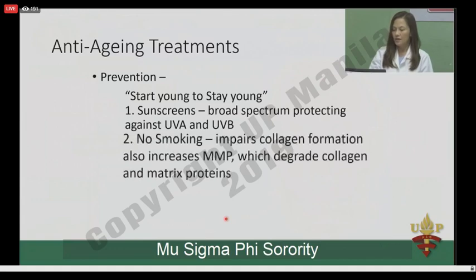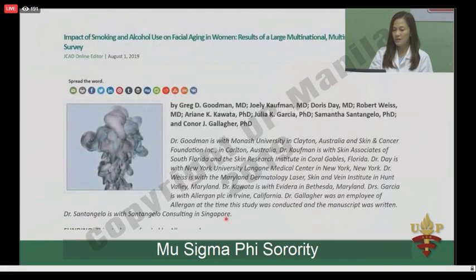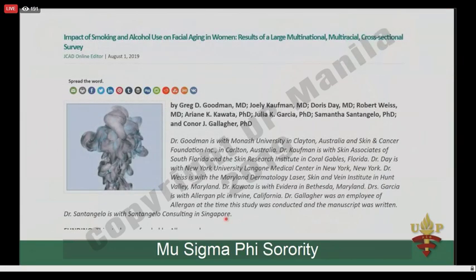Now, smoking impairs collagen formation. So as much as possible, stop smoking, because smoking increases your metalloproteinases, which degrade collagen in the dermis. Now, this was an article just recently released on August 1, 2019, which studied the impact of smoking and alcohol use on facial aging in women.